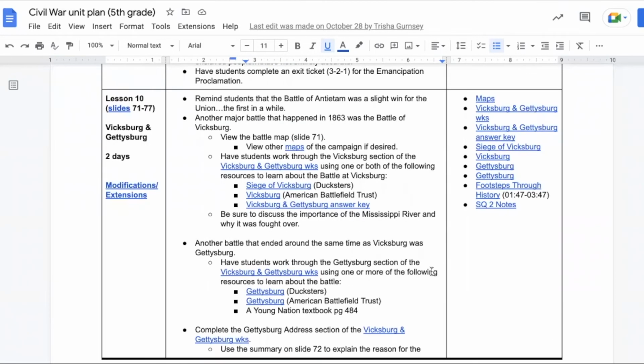In Lesson 10, we learn about Vicksburg and Gettysburg. Vicksburg was a major battle in 1863, and there's a variety of resources to use to learn more about that siege. It is one of the westernmost battles and is happening along the Mississippi River, which goes along with part of the strategy the Union had for trying to limit the South's access for resources.